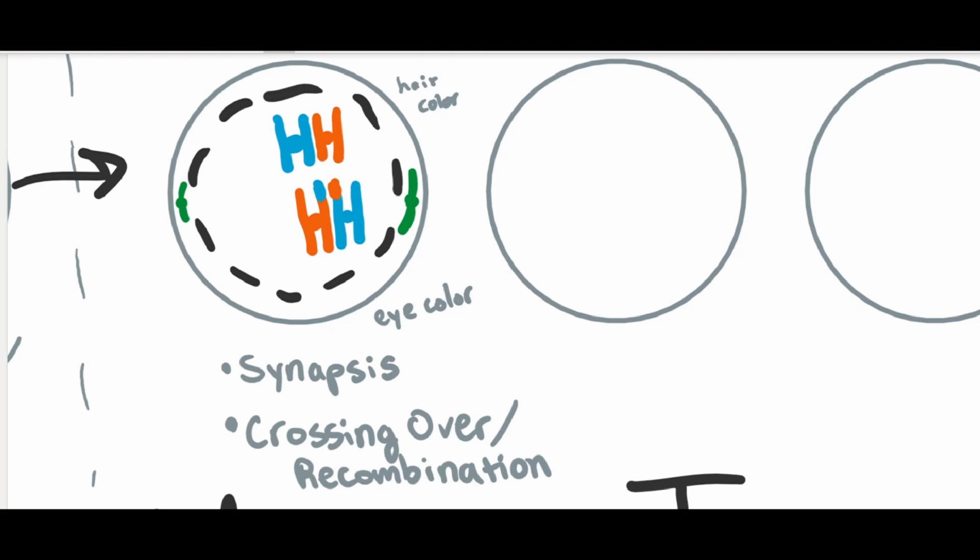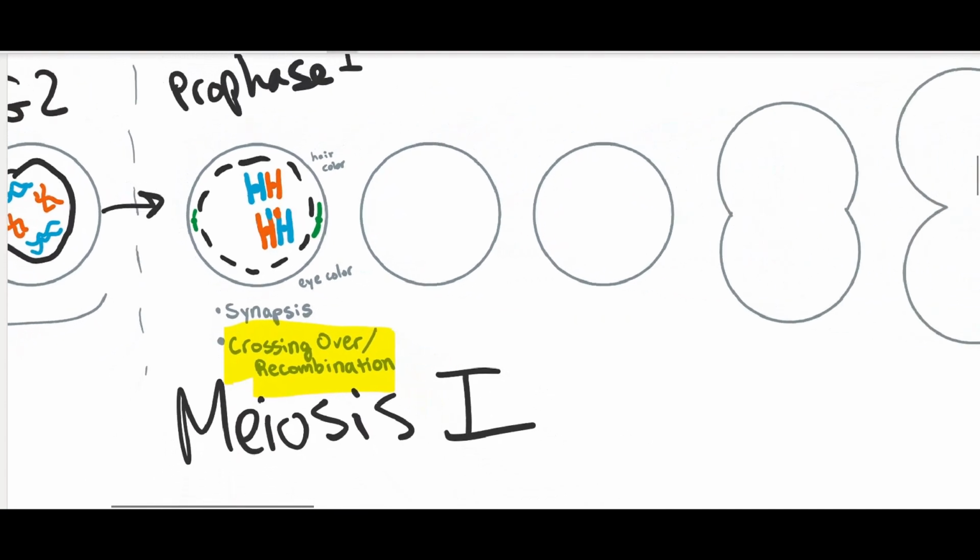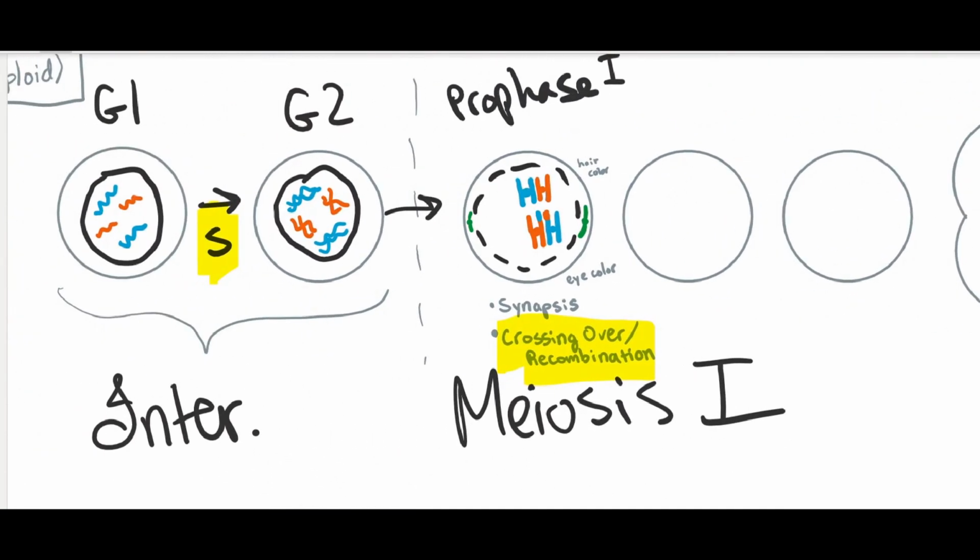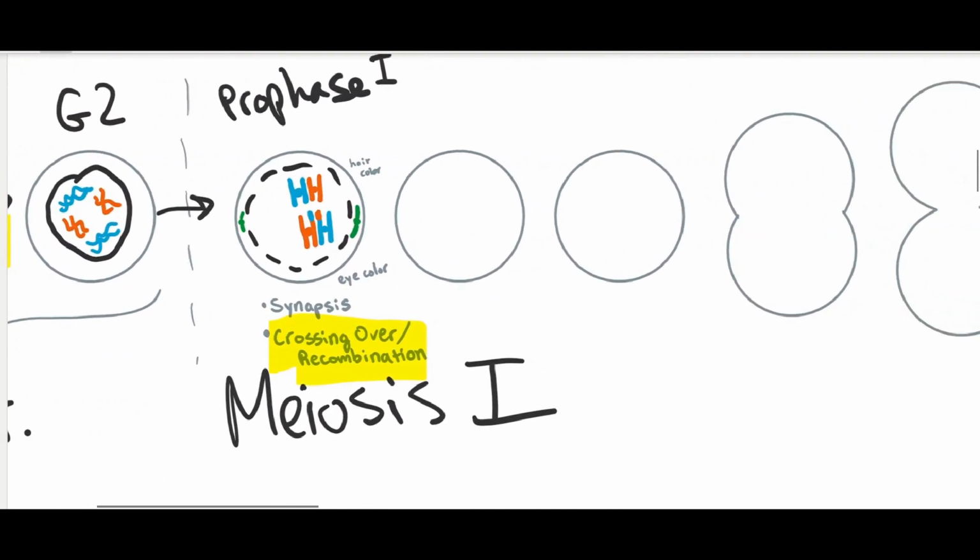And so this is really important. Recombination or crossing over, really important for genetic diversity, because now already the cells that are produced from this process have no chance of being the same as the original cell, right? Already the chromosomes are different. And so genetic diversity is going up just from this first step of meiosis, all right? So that's prophase 1. Now let's move on to metaphase.